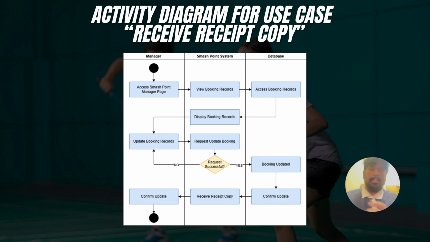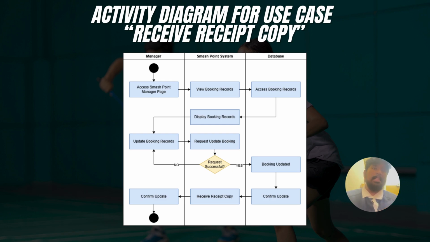When they update the record, it needs to request from the system, and if the request is successful, the booking will be updated based on the manager's inputs. If the request is unsuccessful, the flow goes back to update booking records for the manager to give another input.